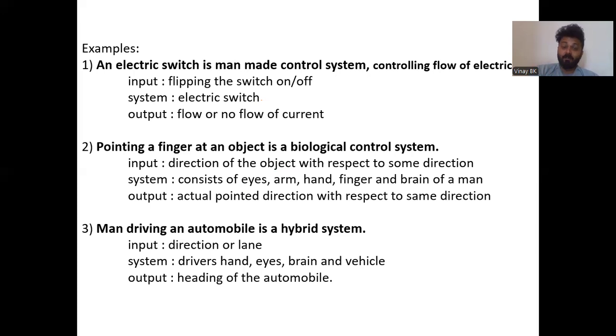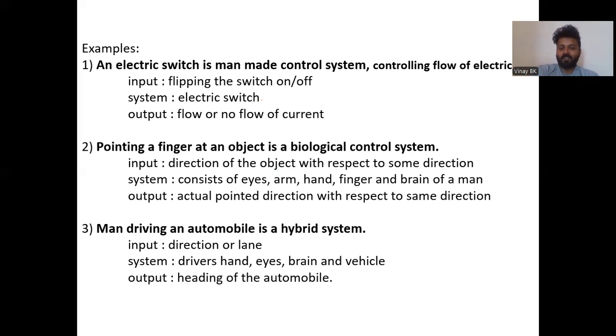Okay. And hybrid means you are driving a vehicle. Suppose you are driving a car, you need to use a car, and with the help of your hands you can move the steering and change the direction of the vehicle that is moving. You are controlling the car. That is nothing but a man driving an automobile, which is a hybrid system.